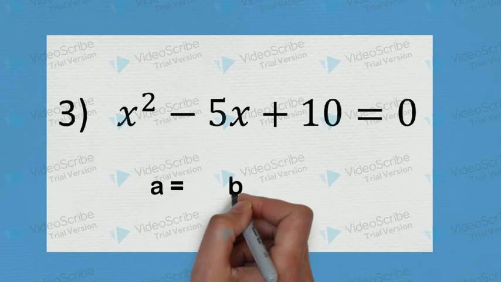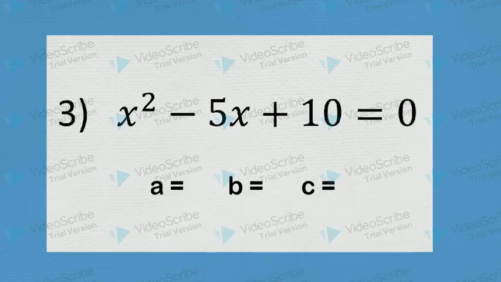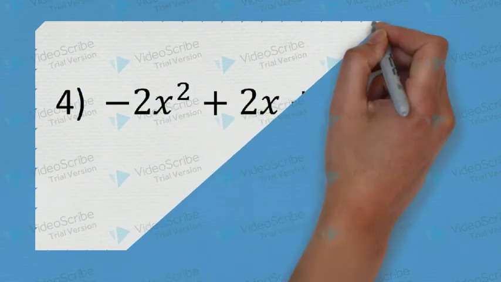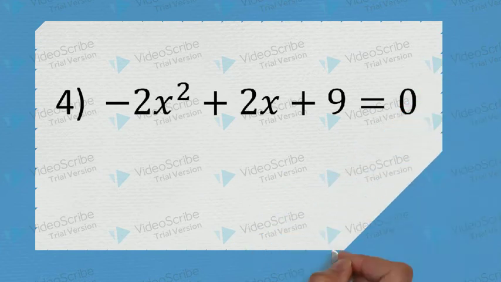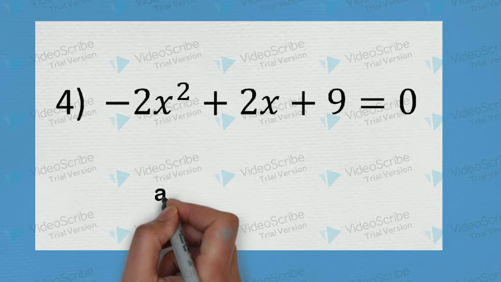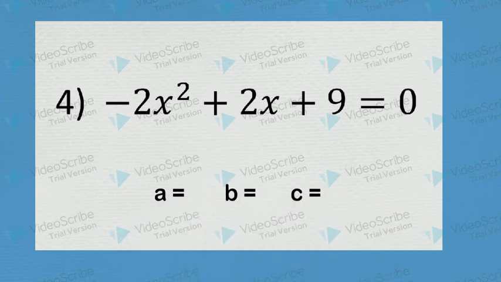So for number 3, we have x squared minus 5x plus 10 equals 0. Label the a, the b, and the c in the function. Make sure you leave space for the next problem. And for number 4, we have negative 2x squared plus 2x plus 9 equals 0. Label the a, the b, and the c. Take your time.